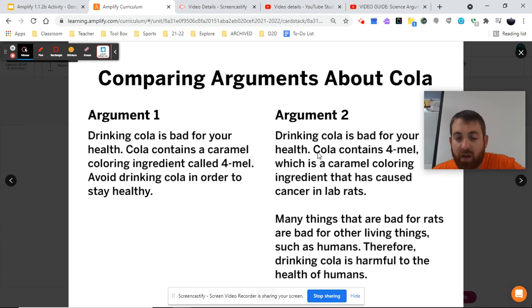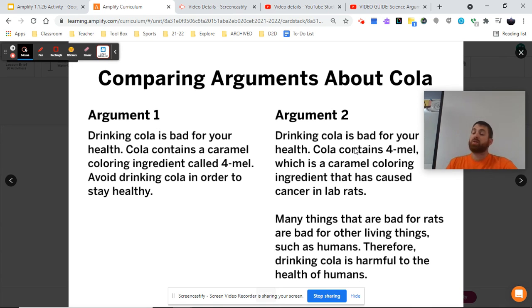So drinking cola is bad for your health. Cola contains 4-MEL, which is a caramel coloring ingredient that has caused cancer in rats. So here we're beginning to see the connection between this idea that cola is bad and this 4-MEL. Many things that are bad for rats are bad for other living things such as humans. Therefore, drinking cola is harmful to humans and their health.